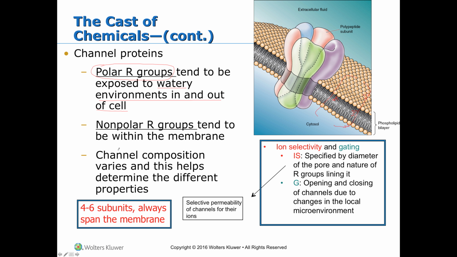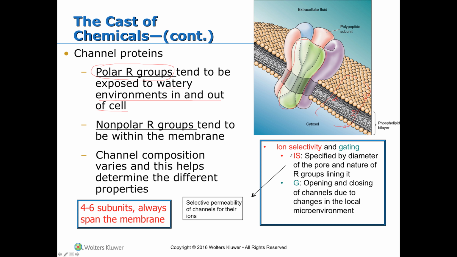So membrane-spanning proteins always have 4 to 6 subunits, and these different subunits are going to come together in a quaternary structure to provide the channel with its own composition. So ion selectivity is specified by the diameter of the pore and the nature of the R groups that line it.